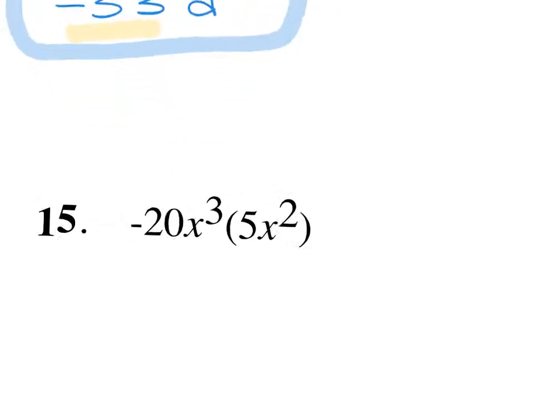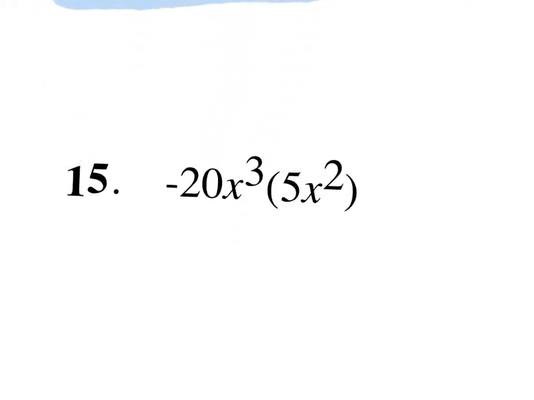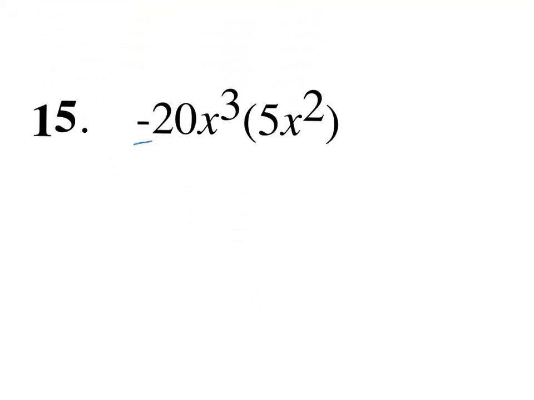All right, number 15. Now, instead of using the dot to symbolize multiplication, we're putting it in parentheses, but it's the same exact process. Negative 20 times 5 is negative 100. X to the third times x to the 2 is x to the 3 plus 2, which is 5. When multiplying variables, add their exponents.